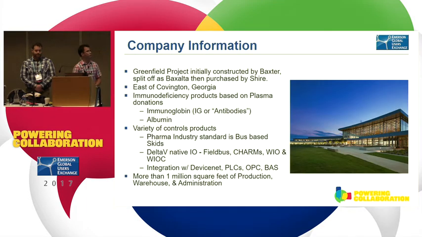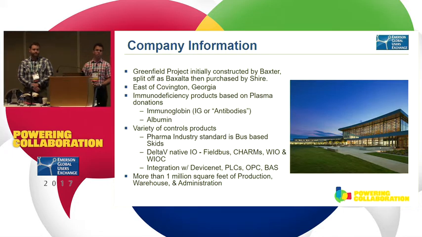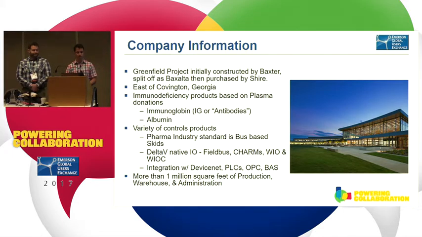So the project in Shire Covington is a greenfield facility located on the east of Covington, Georgia, about 40 minutes from Atlanta, approximately 40 miles. We are a company dedicated to immunodeficiency products from plasma donation. The products that we manufacture at our site are immunoglobulin and albumin.